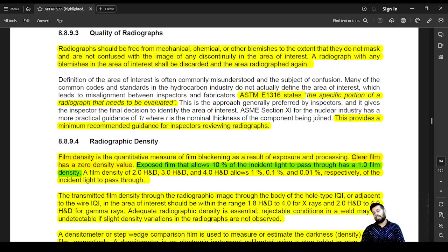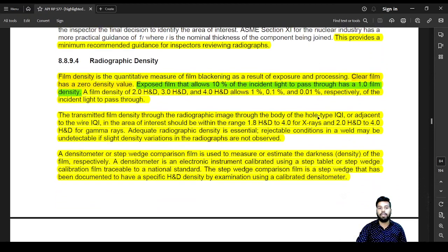If anything is outside the area of interest, it's not a major concern, but there should be nothing in the area of interest. A radiograph with blemishes in the area of interest shall be discarded and the area shall be radiographed again. We'll talk about this later on when we talk about ASME Section 5. ASTM E1316 states the specific portion of the radiograph that needs to be evaluated. This provides minimum recommended guidance to the inspector while viewing the radiograph.